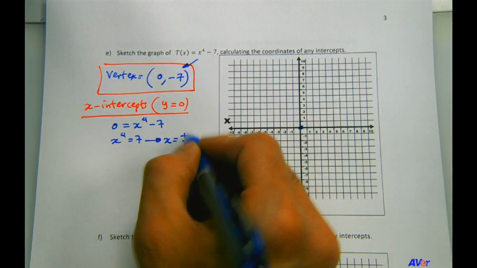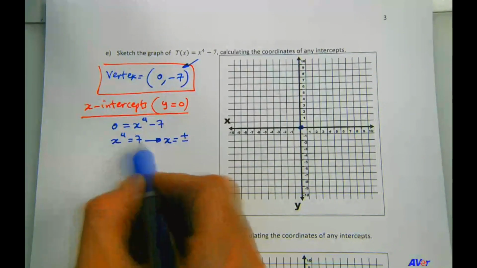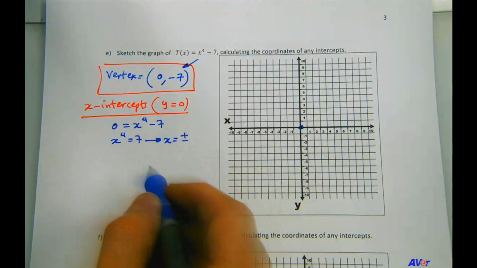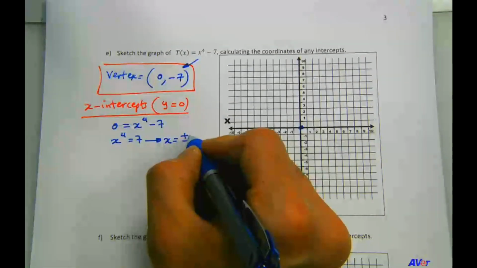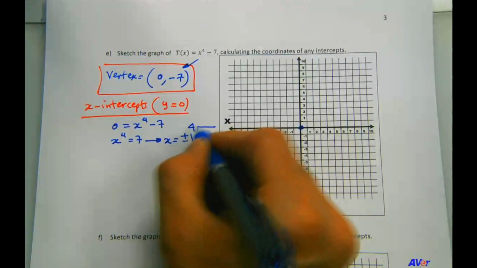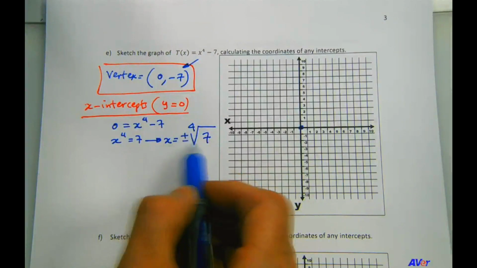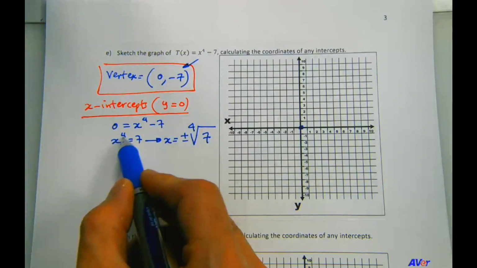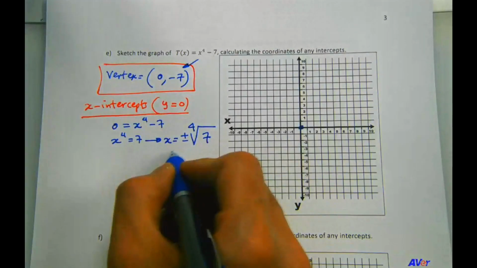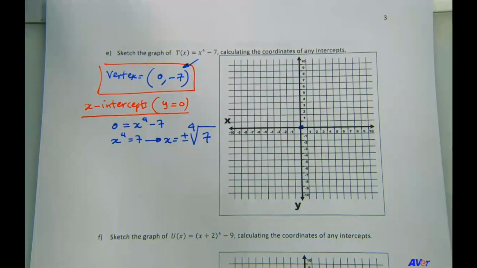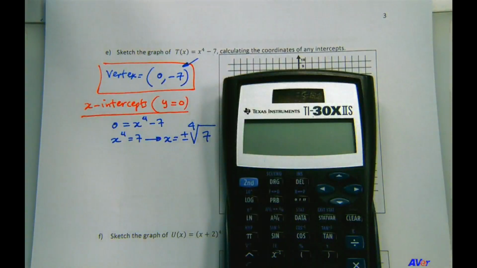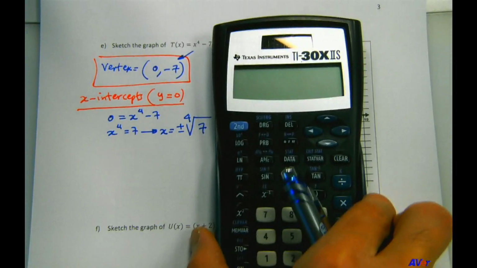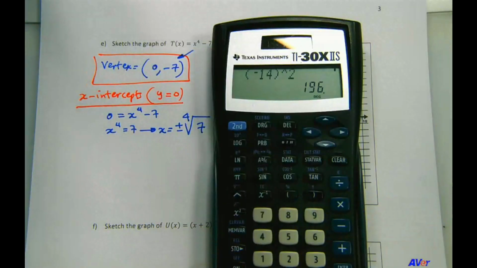plus or minus fourth root of 7. Maybe I should say that. So plus or minus, let me do it this way. Fourth root of 7, not second root of 7, fourth root of 7, because the left side is x to the 4th, right? So if I calculate that with my calculator, let's do that here. And then we'll go to the computer for that, because the computer does a much better job of drawing these graphs than I can ever do.